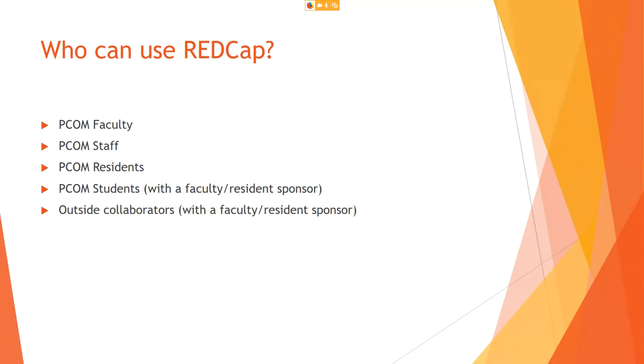Outside collaborators is the same idea. They'll need a faculty or resident sponsor, and then they'll be able to access and work on these projects. And there's also, each student, resident, and collaborator account will have 1 year before it expires, but as long as you're still at PCOM, we will automatically renew it. So not actually a time limit.